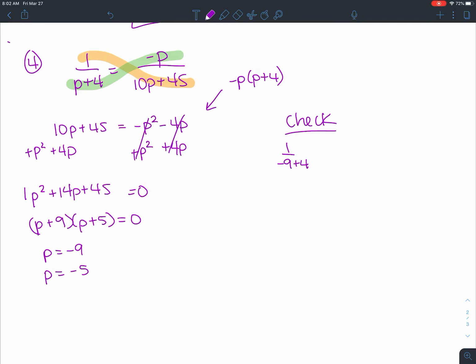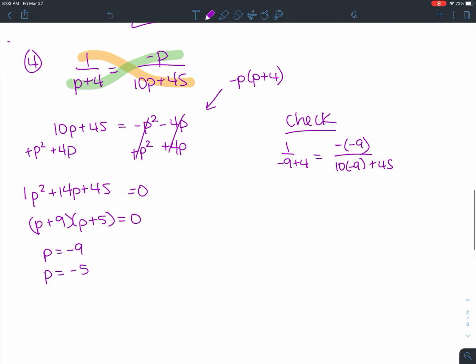1 over negative 9 plus 4 equals negative 9 over 10 times negative 9 plus 45. So that becomes 1 over negative 5. These two negatives cancel and I'm left with 9 over negative 90 plus 45, which is negative 45. Are those both the same? Yes. So that one works.